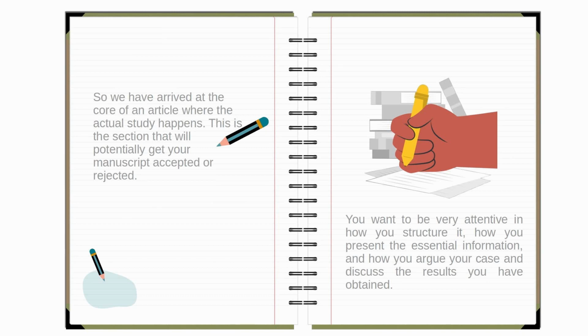So we have arrived at the core of an article where the actual study happens. This is the section that will potentially get your manuscript accepted or rejected. You want to be very attentive in how you structure it, how you present the essential information, and how you argue your case and discuss the results you have obtained.